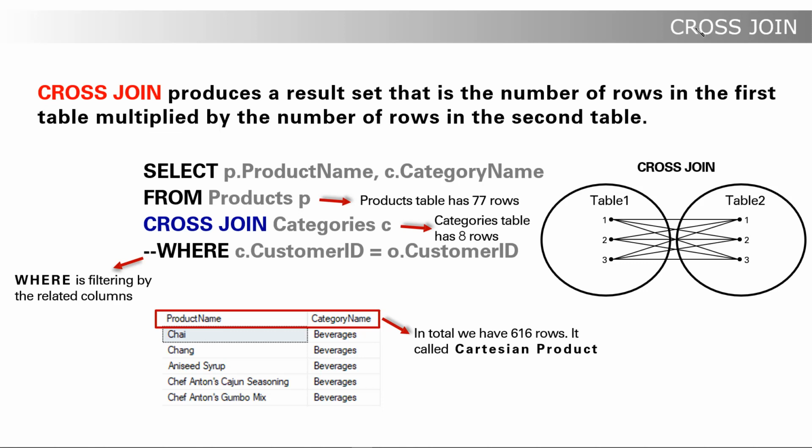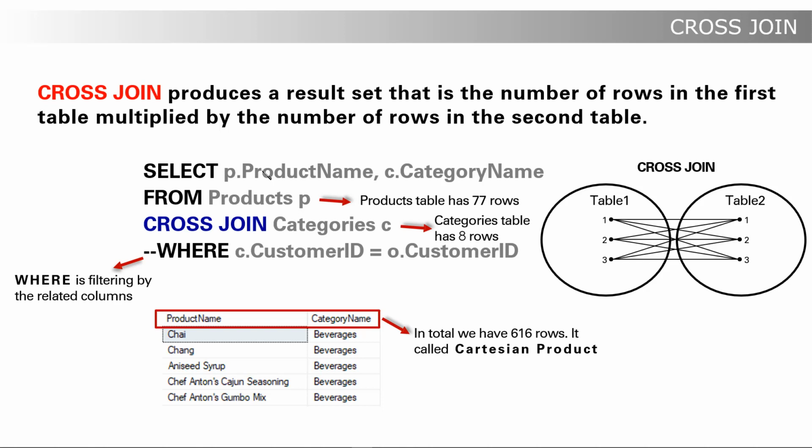In this lesson, we will learn about cross-join. Cross-join produces a result set that is the number of rows in the first table multiplied by the number of rows in the second table. So for each row, we are multiplied by the entire rows of the second table.